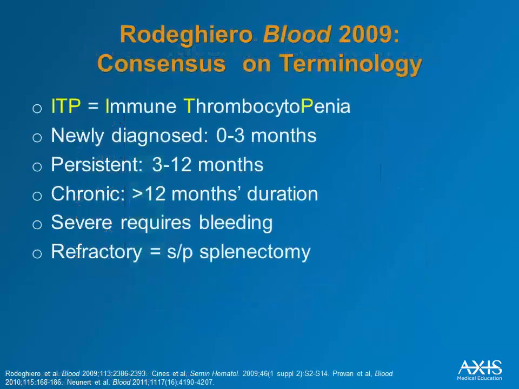There's new terminology for ITP. You can see on this slide that purpura was removed because some patients don't have bleeding symptoms. In addition to achieve uniformity so that papers could be compared, the terminology is now newly diagnosed for 0 to 3 months, persistent for 3 to 12 months, and chronic for greater than 12 months. In addition, severe ITP would require that there be some active bleeding, and refractory ITP would be reserved for patients who have undergone and not responded to splenectomy.